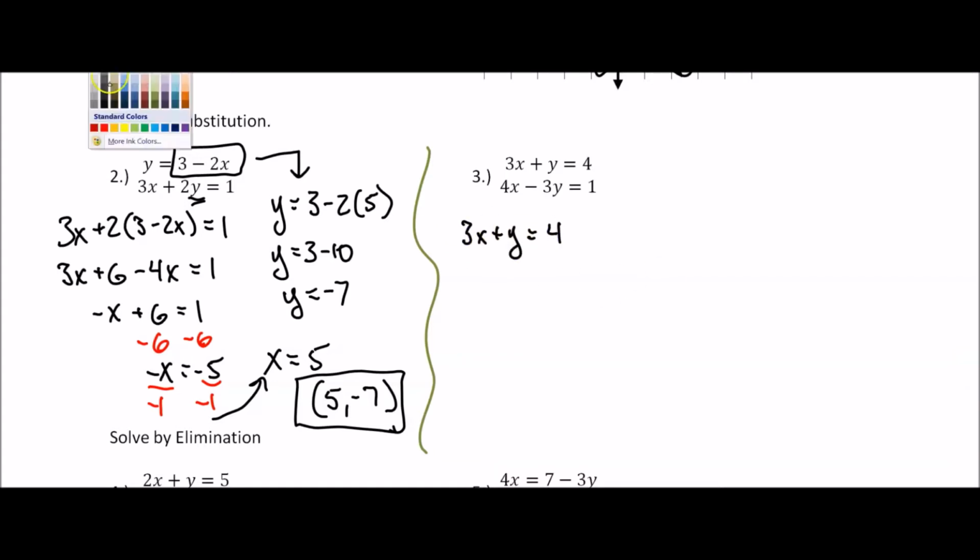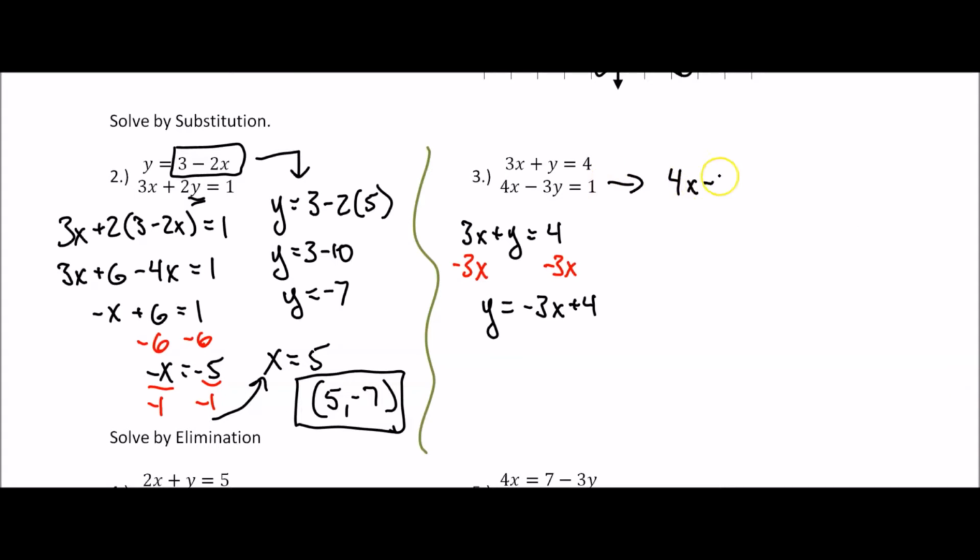If I want to get y by itself, I'm just going to subtract that 3x from each side. This should feel familiar because it's like getting slope-intercept form: -3x plus 4. Now y equals the expression -3x plus 4. So I take my second equation, and any place I see a y, I replace it with -3x plus 4. And now I solve the equation that's left.